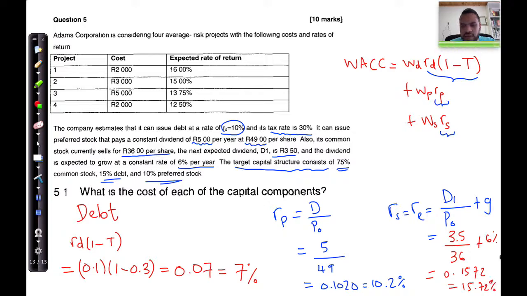Right. Okay, and so there we have the cost of each of the capital components. So what does the cost of capital mean? It means if you want to raise capital using debt, lenders expect a 7% return on what they give you, right? If you issue preference stock, they expect a return of 10.2%, and common equity expects a return of 15.72%. Okay, so that's question 5.2.